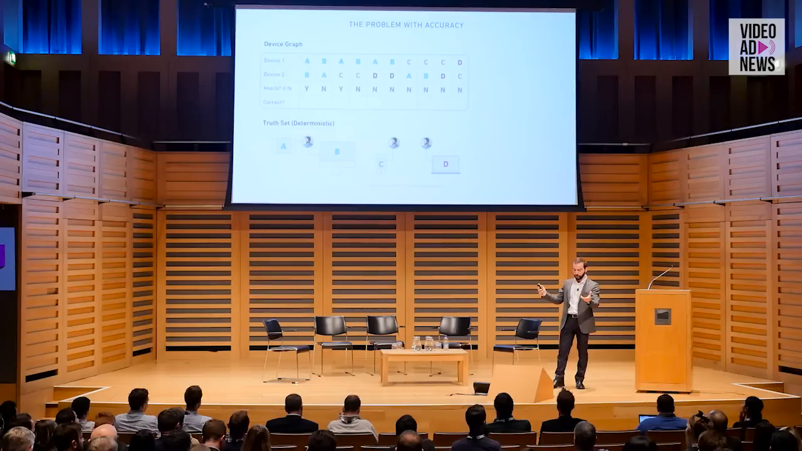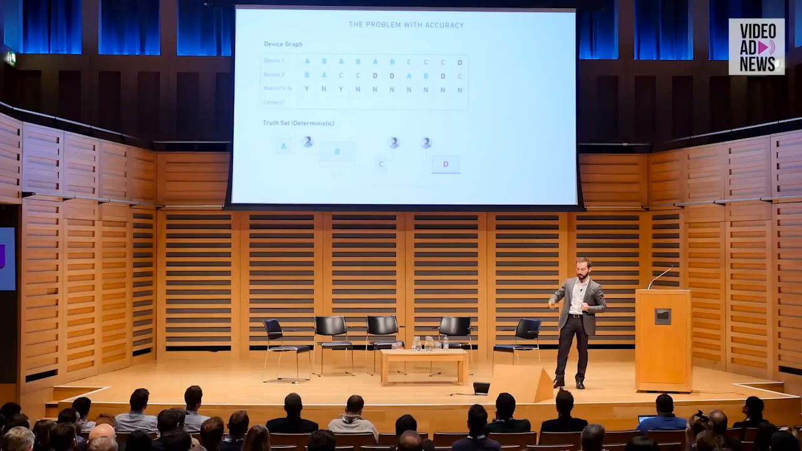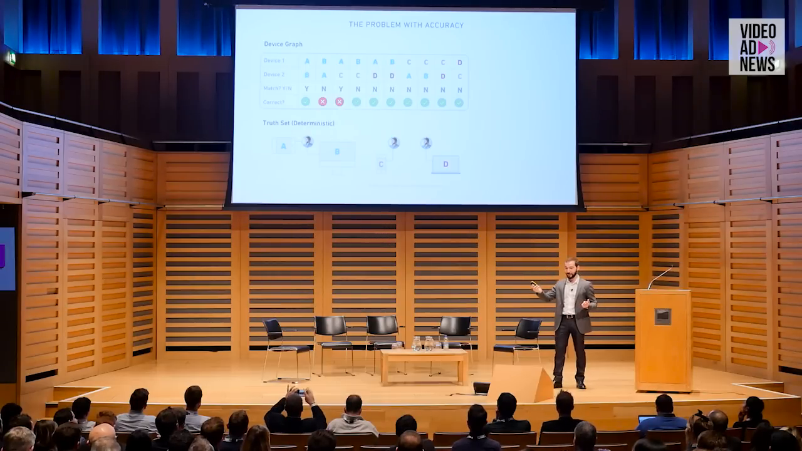Then what you do, you use a deterministic truth set, what you know to be true from a third-party vendor, and you're like, OK, I know that A and B belong to the same user in this example, C belongs to another user, D belongs to another user. Great. And then you evaluate how well did I do. So the green ticks are the correct matches, and the red crosses are the wrong ones, right?